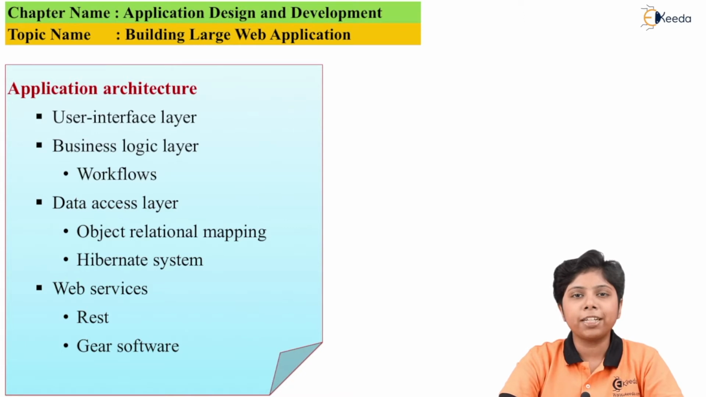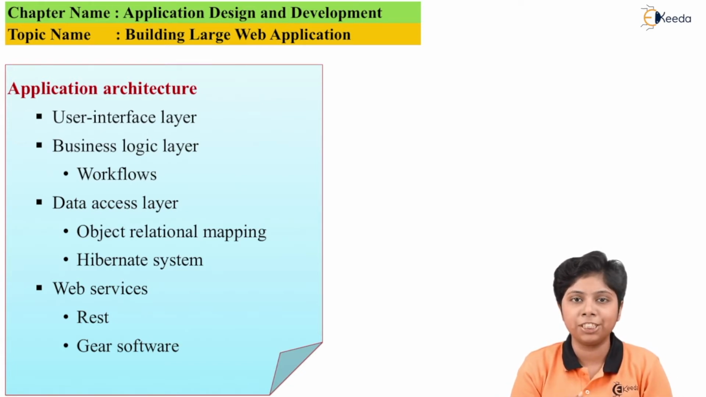So the application architecture we can divide into three categories. First is the front end or the user interface layer. Second is the business logic layer. And third is the data access layer. Now when we talk about a user interface, you are actually dealing with the user and their interaction with the machine that will use the database or any web applications which will connect with the database.